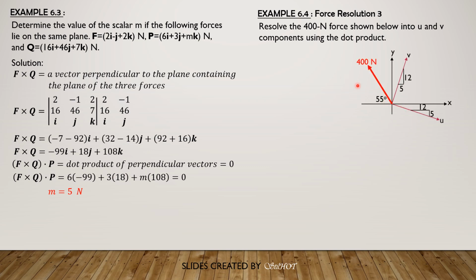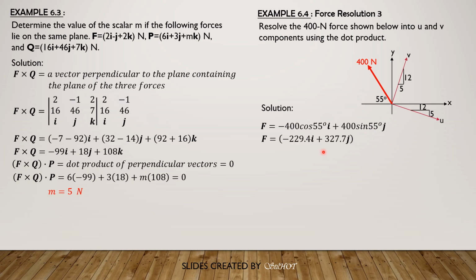So we have here the 400 Newton force. Let's apply the dot product here. Let's first define the unit vector of U, which is, since this is 13, 12 over 13 i minus 5 over 13 j. So F is negative 400 cosine of 55 because it is leftward, then positive 400 sine of 55 j.